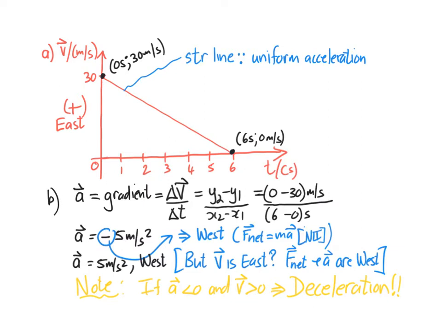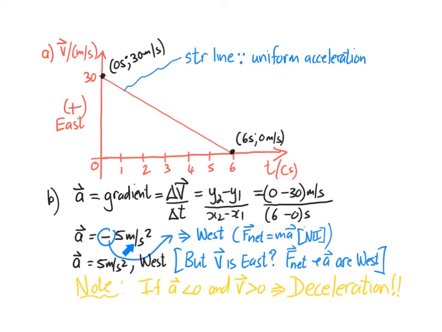Using the mathematical formula for gradient, y2 minus y1 over x2 minus x1, making this point x1, y1 and this point x2, y2, we get that the gradient is going to be 0 minus 30 on the rise. In this case, it's not a rise, it's actually a fall. And the run is from 0 seconds to 6 seconds. And so minus 30 divided by 6 gives us negative 5 meters per second squared.